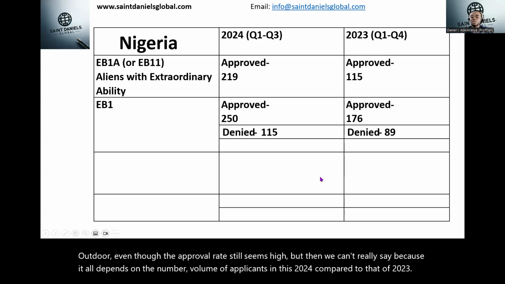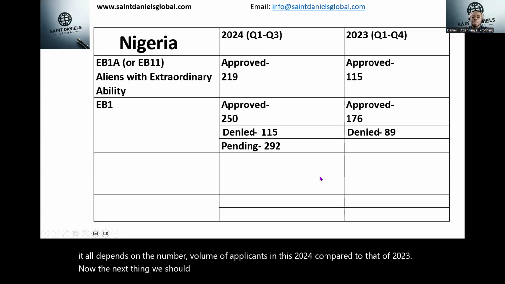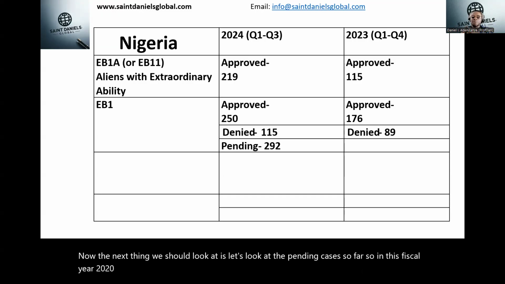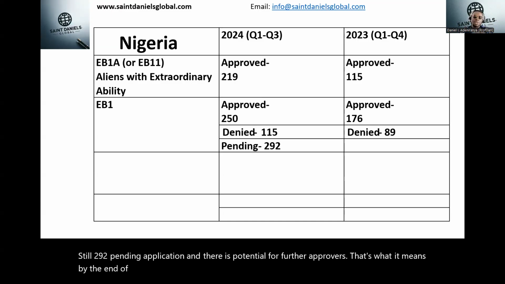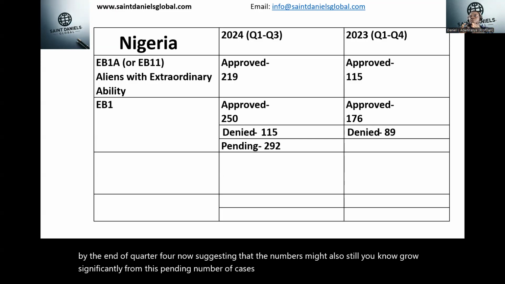Now, the next thing we should look at is the pending cases so far. In this fiscal year 2024, there are still 292 pending applications, and there is potential for further approvals. That's what it means by the end of quarter 4, suggesting that the numbers might still grow significantly from this pending number of cases, which is going to be split between approvals and denials.